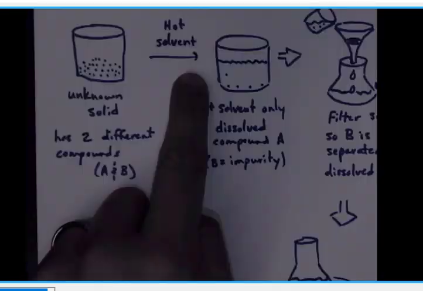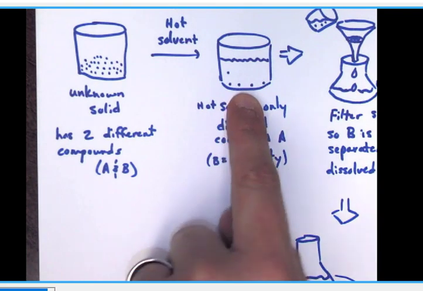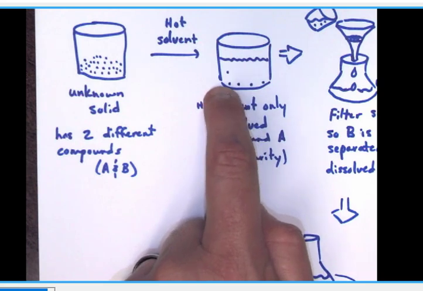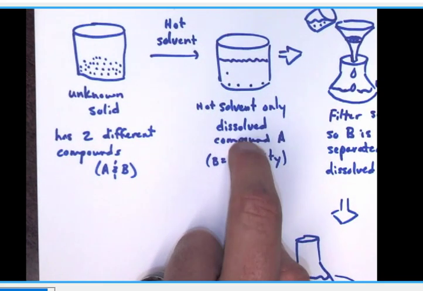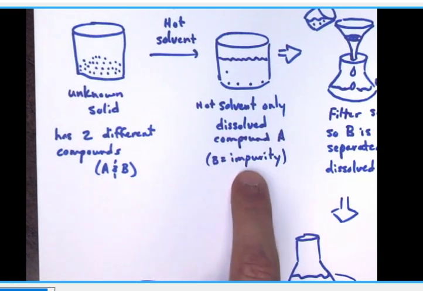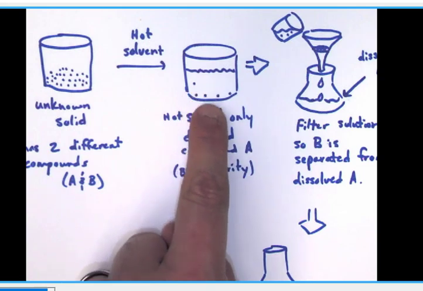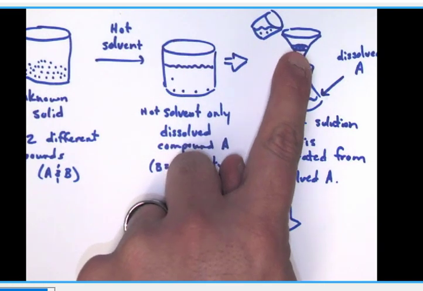However, if you add hot solvent to the beaker, you notice I have a lot fewer dots here. What happened is all of the A compound dissolved. It's highly soluble in the hot solvent, but B is not soluble, so B, our impurity, stays behind. And this is good because if we take this partially dissolved mixture, with B still being a solid, we can easily filter out B.